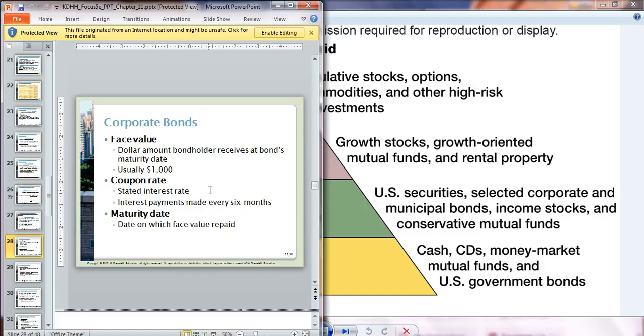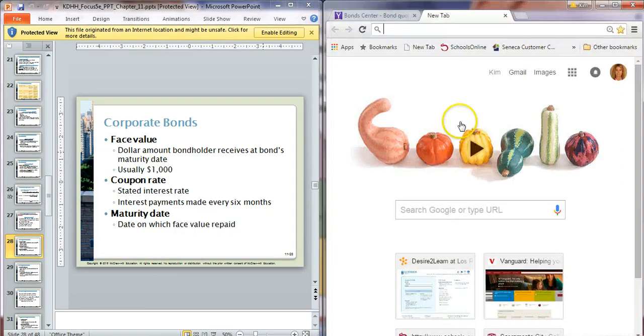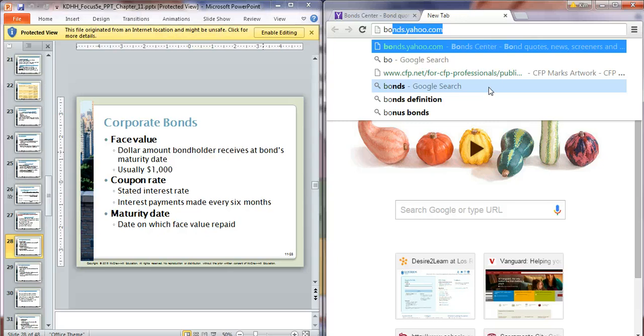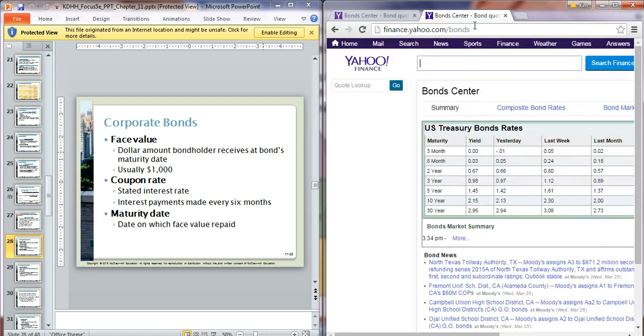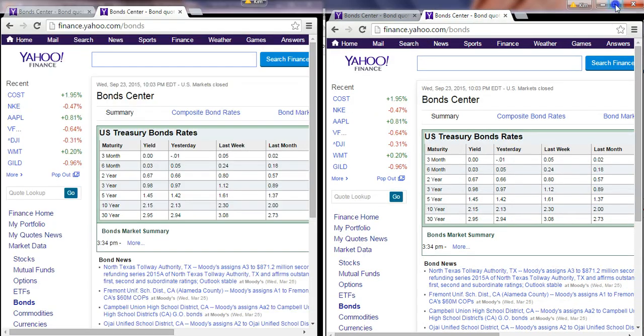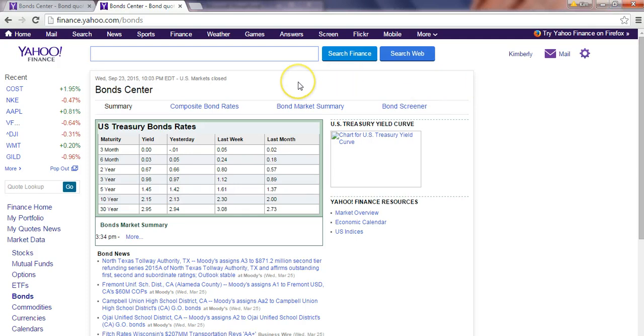So I hope most of that is review because I want to talk about some other aspects of bonds, and I want to do that by, of course, going to a real website that lists the bonds that are currently out there. They may be owned by other individuals, they may not, but they're currently out there. So at this point, I'm going to pop into Google over here, and I'm going to go to bonds.yahoo.com. Bonds.yahoo.com. I'm going to make this full screen because we're going to be here for a bit.